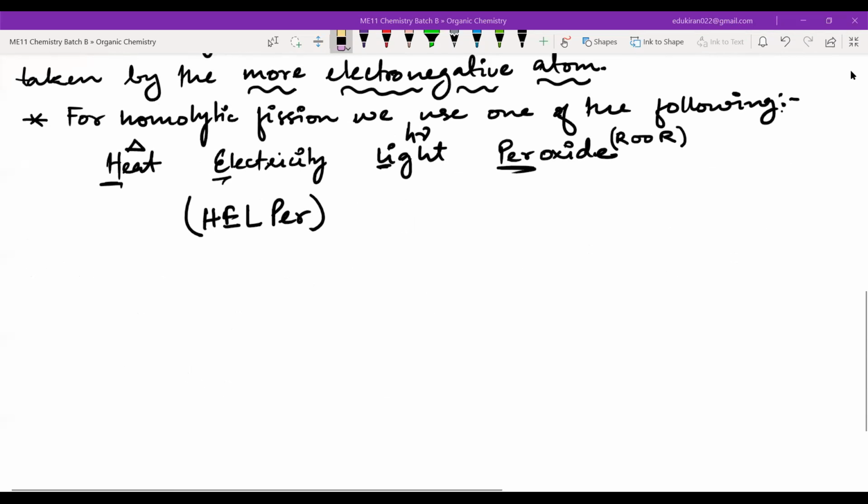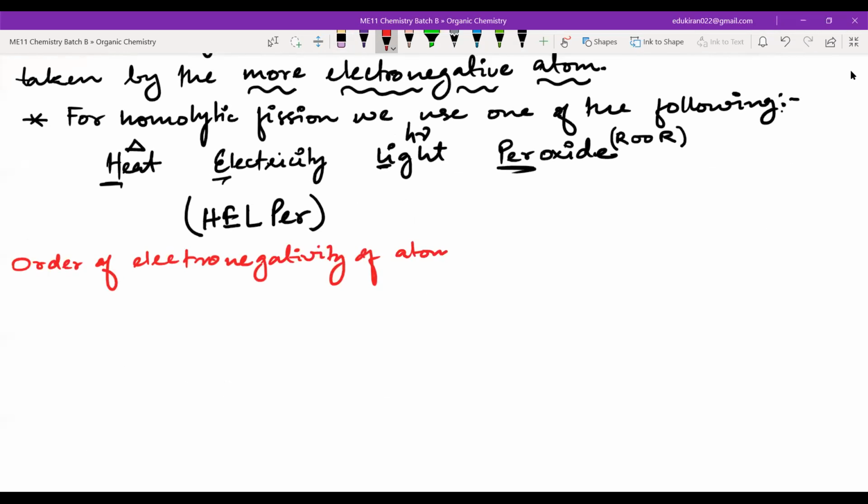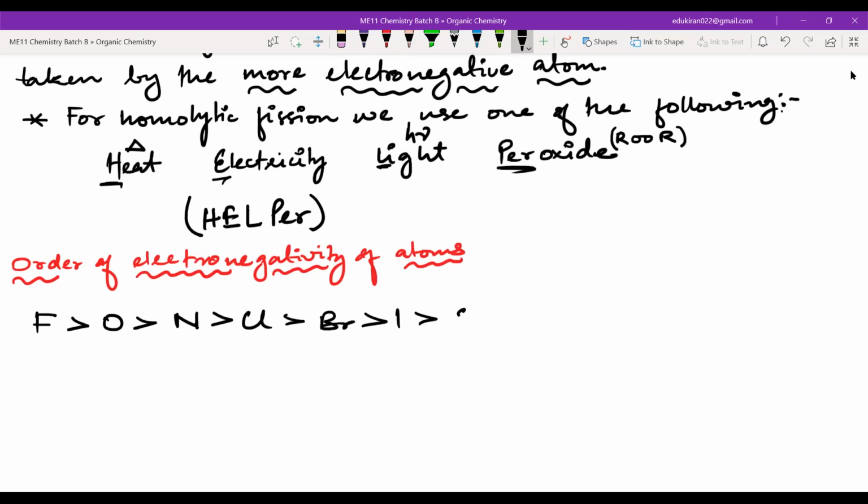Now, once again, let us write here. You must have forgotten the order of electronegativity of atoms. So the most electronegative is fluorine, followed by oxygen, nitrogen, chlorine, bromine, iodine, sulfur, carbon, phosphorus, and then hydrogen. So how will you remember this?